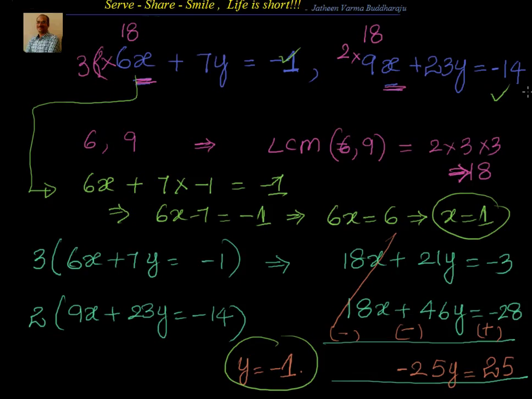In the next session we will look into examples where we have equations which can be reduced to linear equations in two variables. That means that by looking at them, they are not linear equations in two variables, but we can do a little bit of substitution and see that they can be converted into linear equations in two variables. That is what we will look into in the next session.